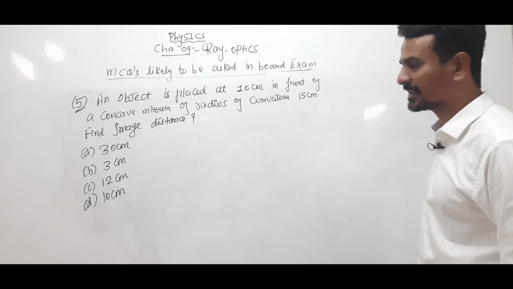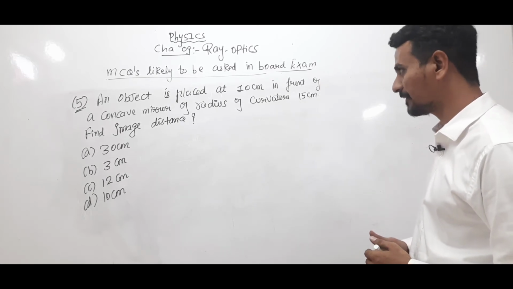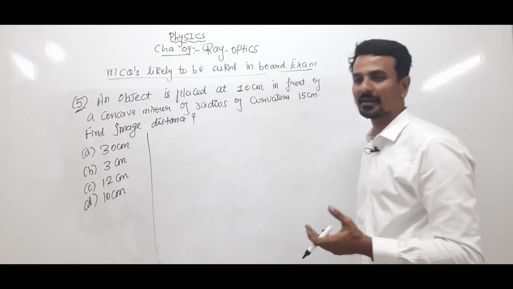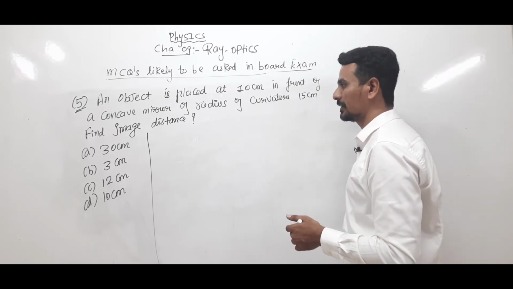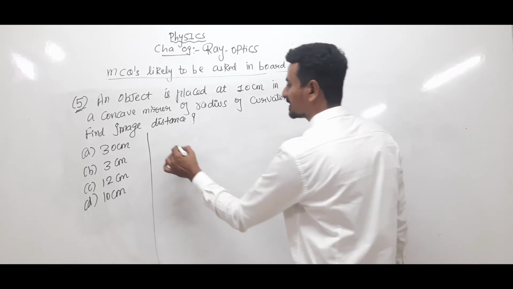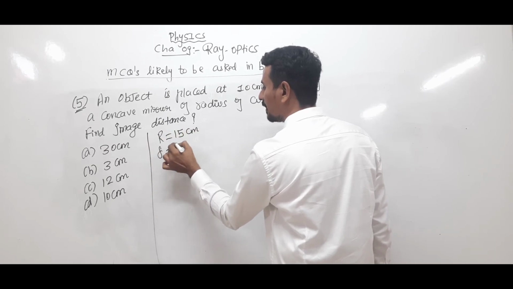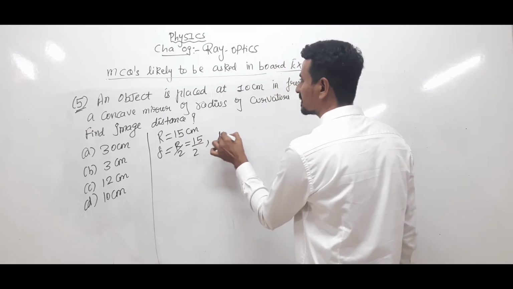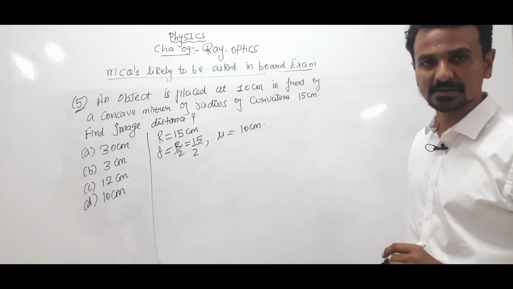Fifth one. An object is placed at 10 centimeter in front of a concave mirror of radius of curvature 15. Find the image distance, find where the image will be formed. Okay. So concave mirror, radius of curvature is given as 15. Fine. So focal length will be r by 2. So it will be 15 by 2. Object distance is given as 10 centimeter. We need to find the image distance. That means v.